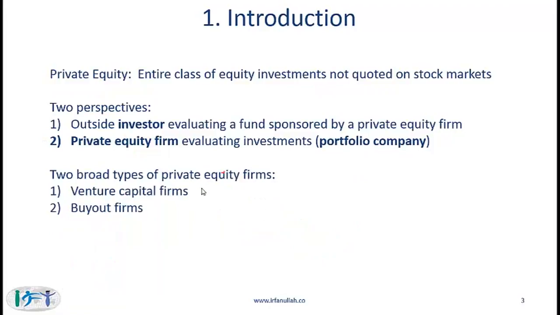There are two broad types of private equity firms: venture capital firms and buyout firms. So venture capital firms invest in small companies, startups, and then help them grow. Buyout firms invest in larger, more established companies, typically companies that are not performing too well, and then the private equity firm helps improve the firms and then sells those firms at a much higher price.